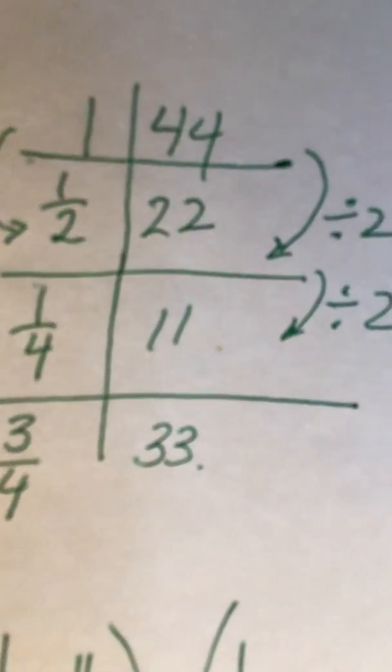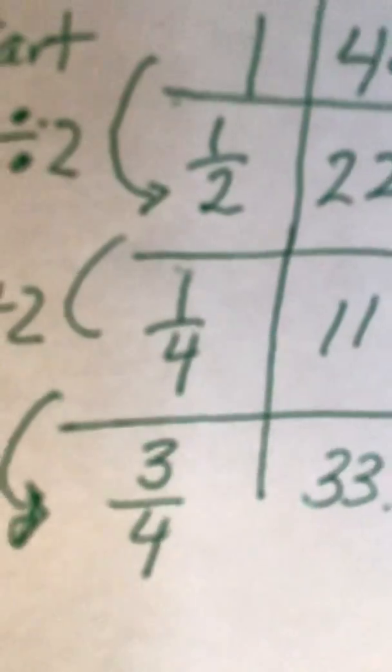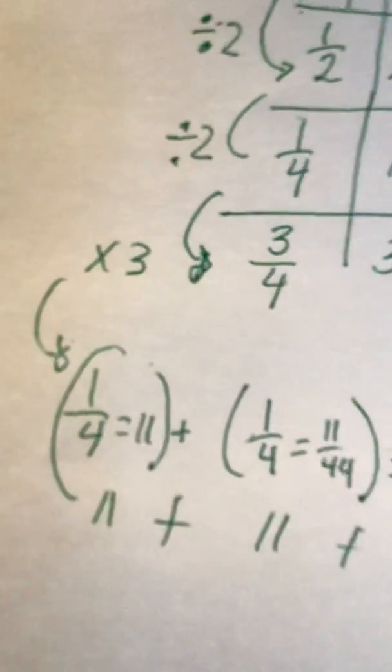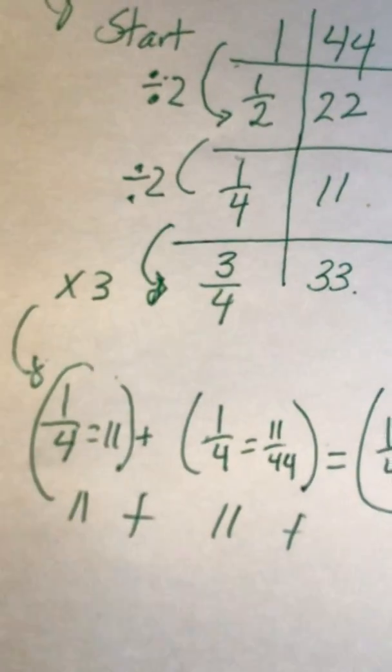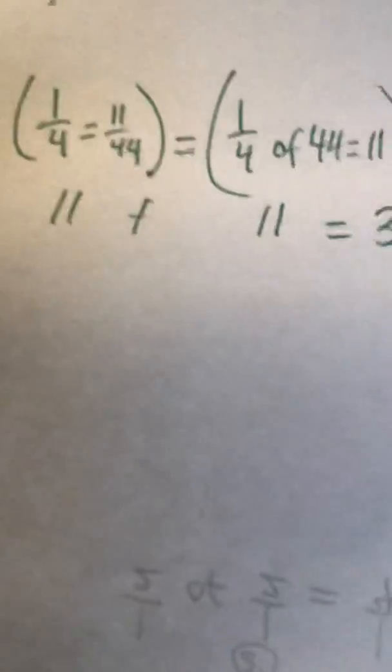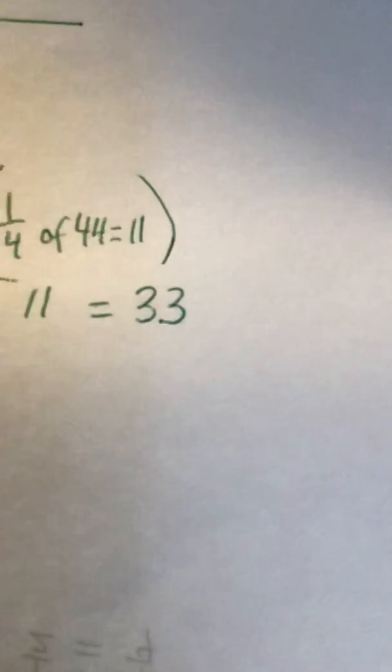What would happen if I needed 3 groups of 4s or 3/4? Remember, we would then multiply it by 3, getting 33. Multiply by 3, getting 33. So that means that we would add 3 groups of 11 to get 33.